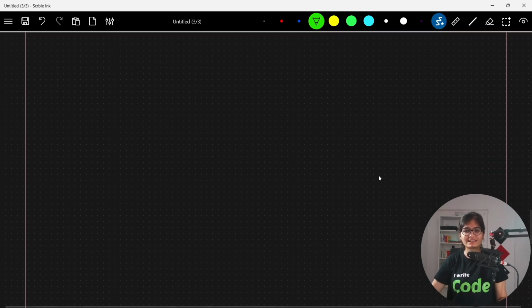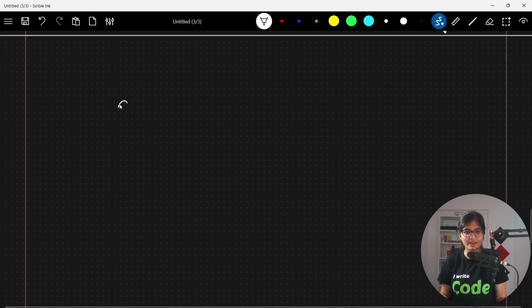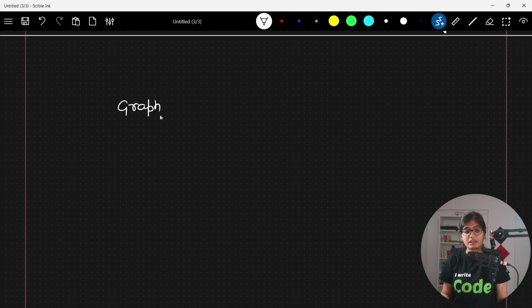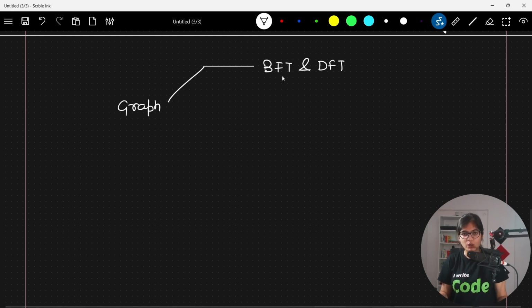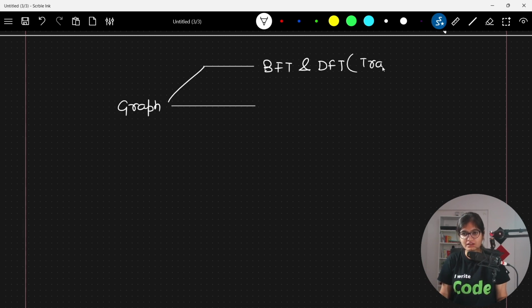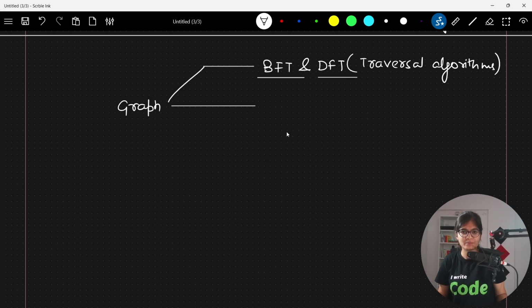After that, here comes again a very important concept: graphs. In graphs, first of all, you should know BFT, breadth first traversal, and DFT. Once you get an idea of BFT and DFT, which are the two famous traversal algorithms inside the graph, you will easily be able to do a lot of questions which are totally based on BFT and DFT.